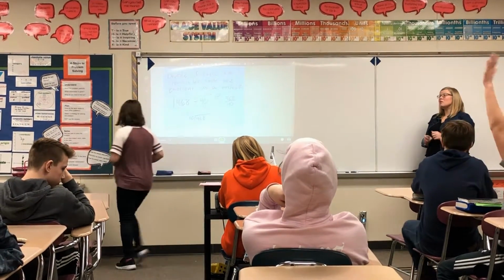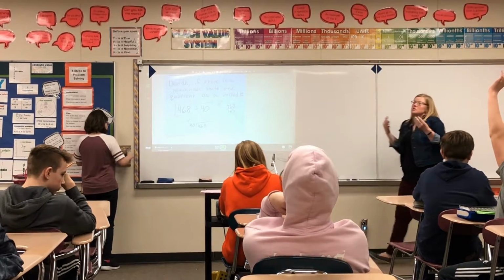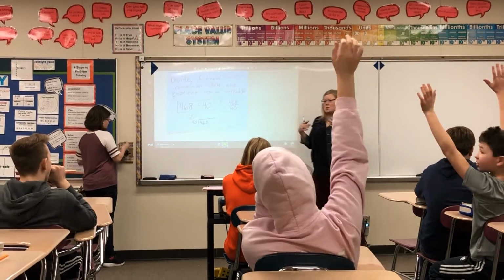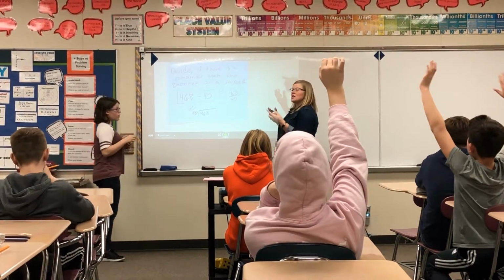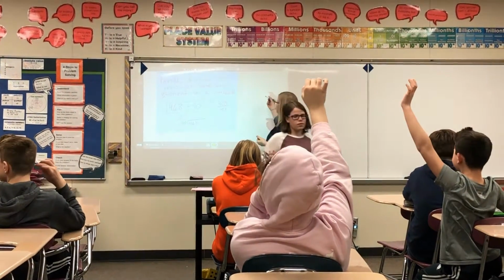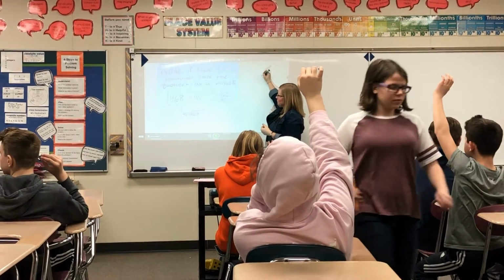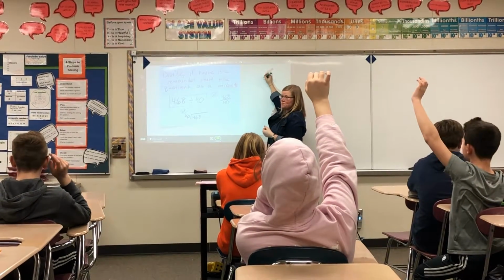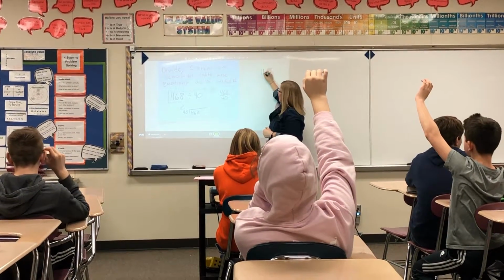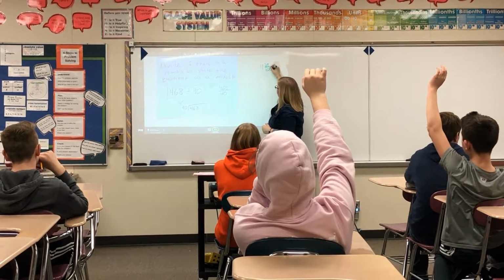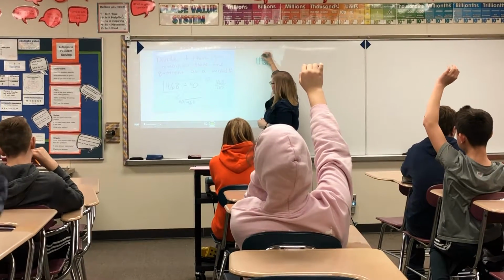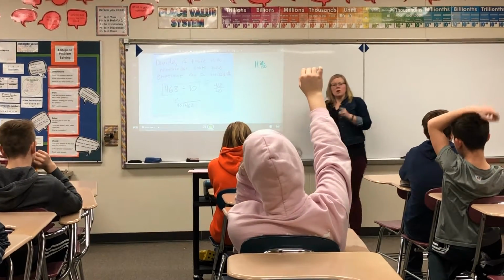So if you are willing to share your answer, it's okay if you're wrong, right? We just want to kind of see what you came up with. What do you think it might be, McKenna? I think it's 11 and 28 over 100. Okay. I'm just thinking. That's fine. I'm glad you were willing to share.